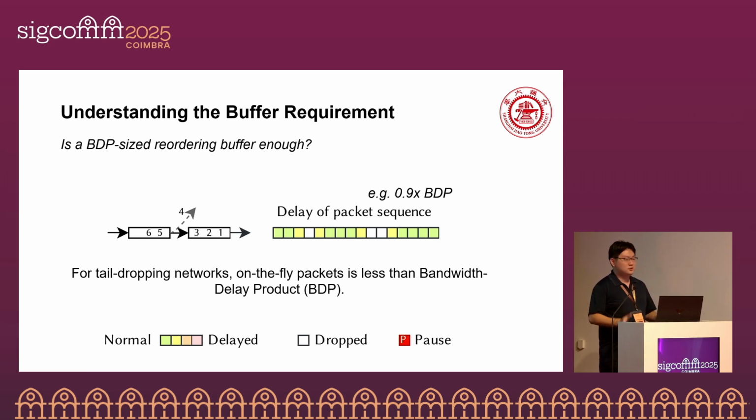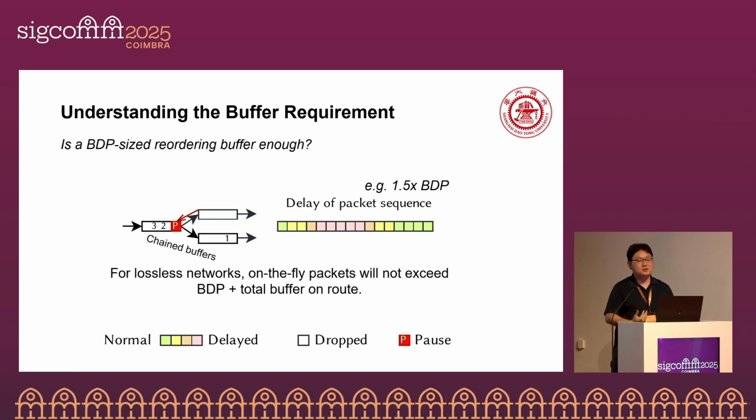Packet spraying isn't a new idea, so why is this such a problem now? Bandwidth delay product, or BDP, is often used as an indicator for estimating buffer requirements. As shown in this figure, for traditional tail-dropping networks, the number of packets in the network will not exceed BDP. Even in lossless networks with flow-level load balancing, the in-flight packets are still bounded by BDP, plus the en route buffers, as they maintain a first-in first-out order.